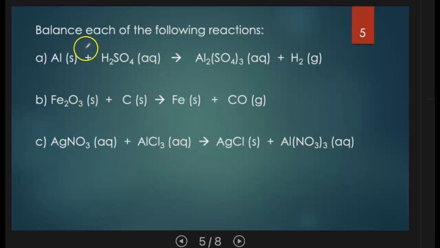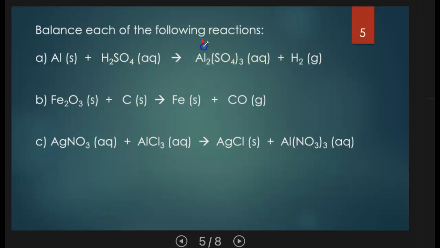And so here we're asked to balance each of the following reactions. In the videos I use tables. So here I'm not going to use tables, but you can always recreate the table based on what I'm going to do for you here. So the way I typically do this when I'm looking at a reaction without a table, I just start with the aluminum, sulfuric acid going to aluminum sulfate and producing hydrogen gas.